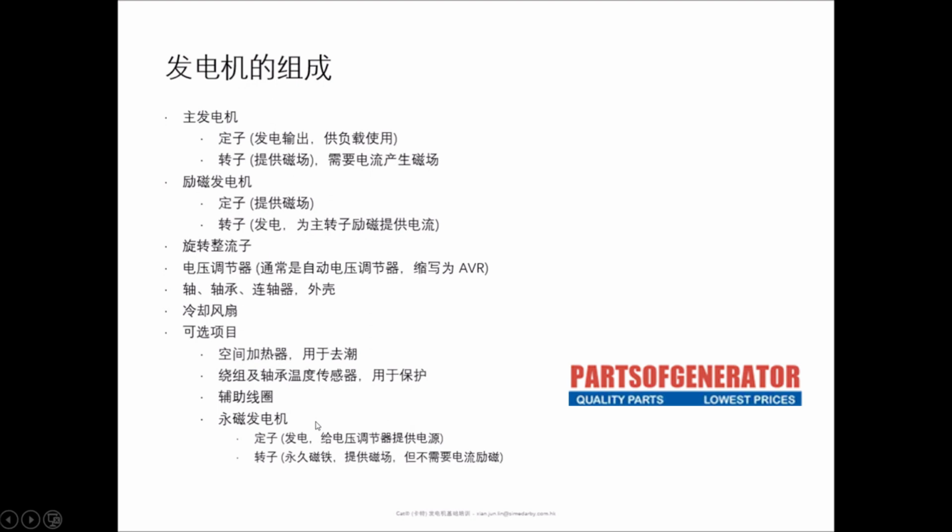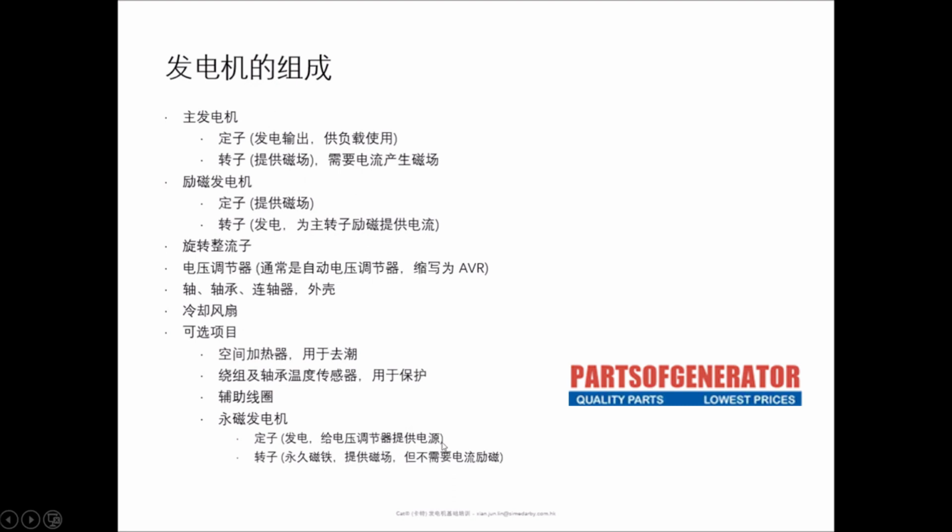They are the first required by the excitation system, corresponding to the model, and the auxiliary coils. This auxiliary coil is a coil placed next to the stator of the main generator and specially used to power the AVR. We have another way to power the AVR, which is to use a permanent magnet generator.